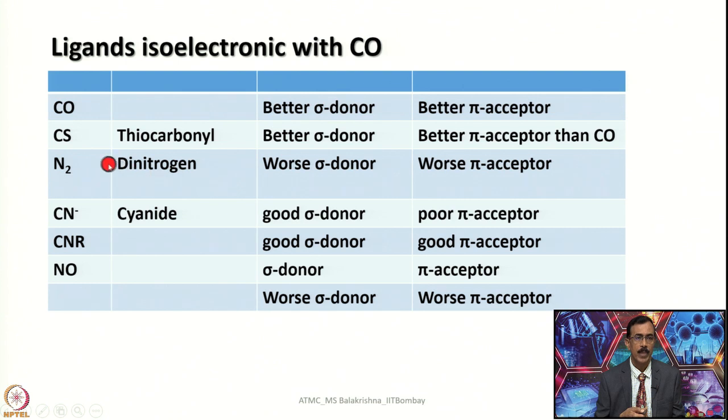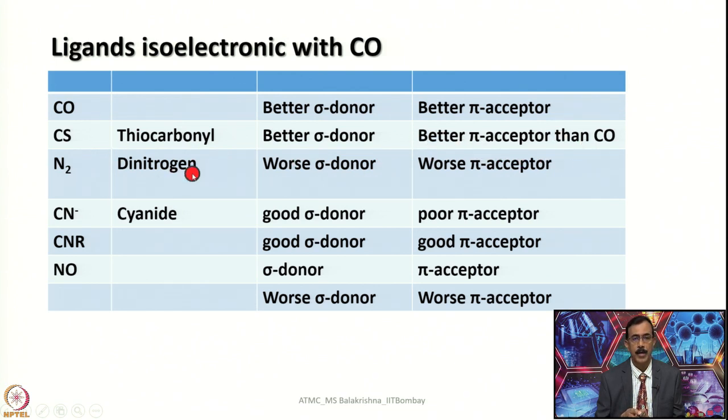Then let us compare the donor and acceptor capability of several ligands with respect to carbon monoxide. Many of these ligands are isoelectronic with carbon monoxide. Of course, we all know that carbon monoxide is a good sigma donor and also a good pi acceptor. Thiocarbonyl does not have an independent existence, however, it can be generated in situ starting from appropriate precursors to establish a metal to CS bond, and when you make this one, it is a better sigma donor and a better acceptor than even CO.